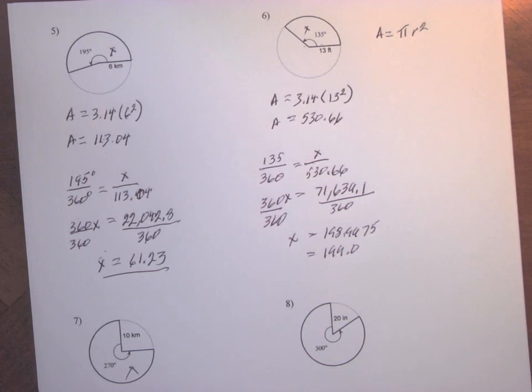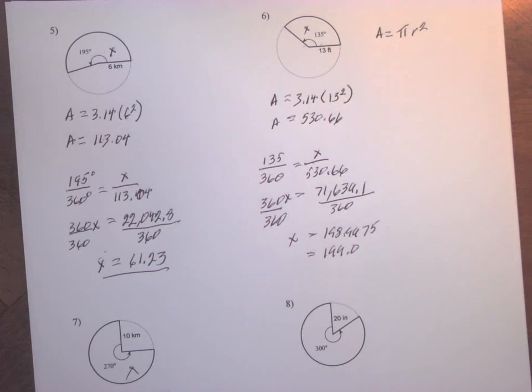360x is equal to 270 times 314. Whoa, it is a really big number. Let's make sure we got what we're looking for here. 270 times 314. Let me recalculate that because I got 16 million here. So let's see what we got. 270 times 314. That's better. That's 84,780.